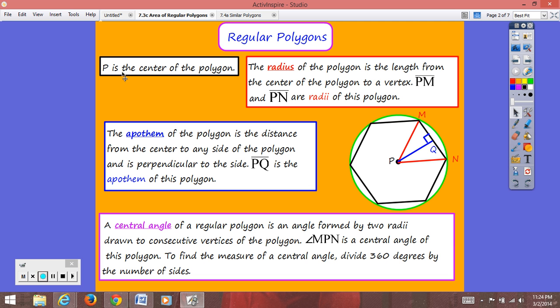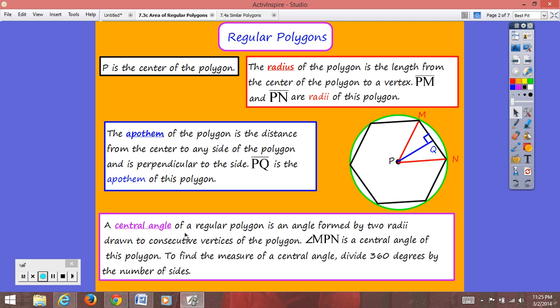If we look at this, P is called the center of our polygon, and the radius of our polygon is the length from the center to our vertex where it hits that circle, so it would be the radius of the circle as well. In our diagram, PM and PN are radii of this polygon, the plural form of radius. The apothem of a polygon is the distance from the center to any side of the polygon, and it is perpendicular to the side, so it comes to a right angle. PQ is the apothem of this polygon.